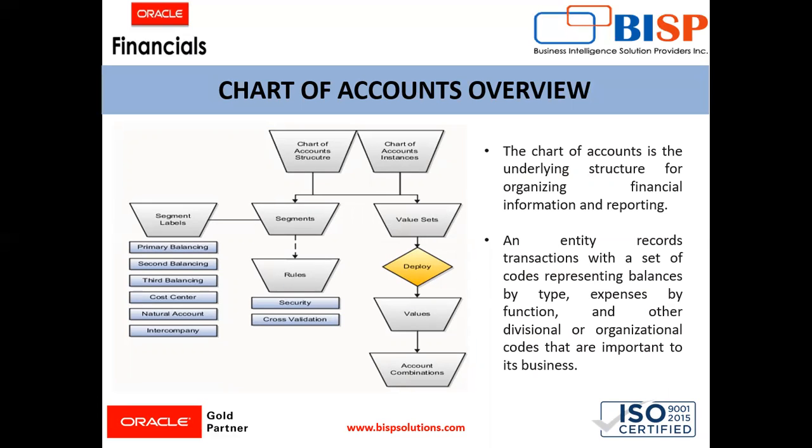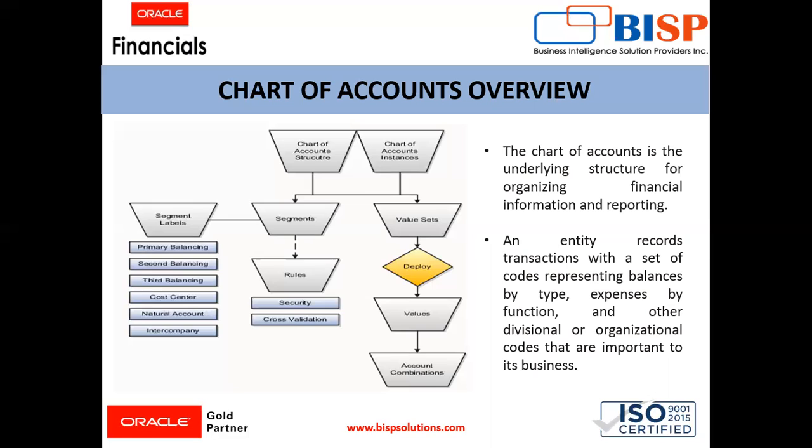Before moving further, we'll see the figure which is illustrated on the screen. This figure illustrates the main components in a chart of account structure and the way they fit together. A chart of account structure and instance are linked together. A chart of accounts consists of segments which have value sets attached to them to determine the values used in creating the account combination. Segments also have segment labels attached to them, which can be primary balancing, secondary balancing, third balancing, cost center, natural accounts, intercompany. These segment labels point to the correct segment to use in the general ledger processing. They help in the intercompany balancing or the retained earnings summarization.